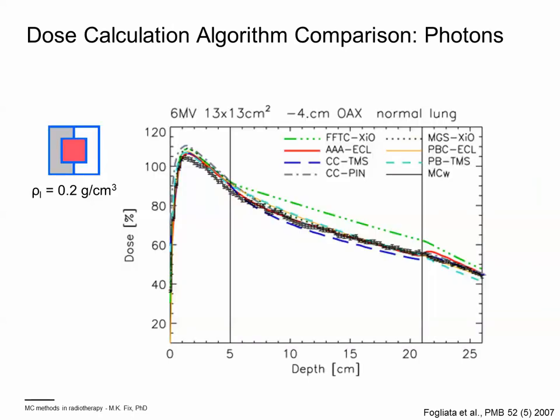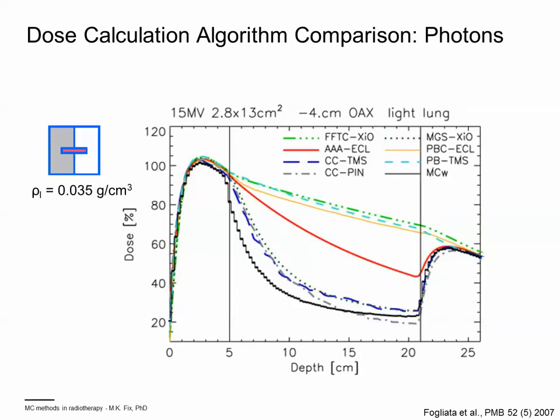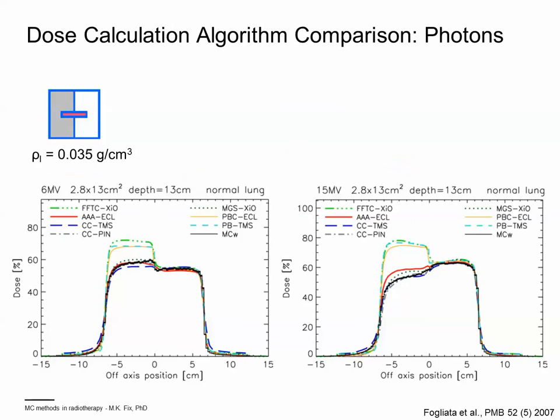While there is still an agreement for most algorithms when using a 6 MV large field, this changed for small fields and higher energy, and getting worse for 15 MV and low lung density. While type A algorithms fail, type B algorithms are able to more accurately predict the Monte Carlo dose calculation values. This separation is also visible in the corresponding dose profiles.